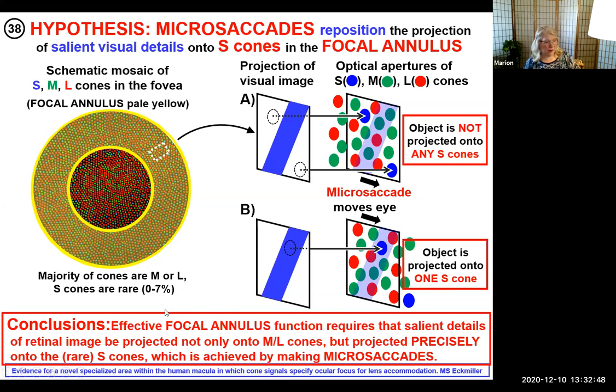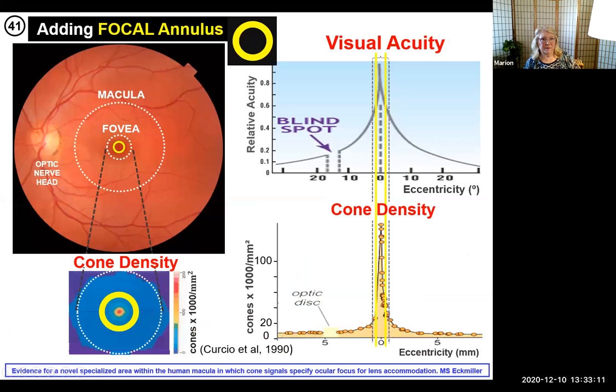So I conclude that the effective focal annulus function requires that salient details of the retinal image be projected not only onto M and L cones, which are a dime a dozen, but projected precisely onto the rare S cones, which is achieved by making microsaccades. So if we now add the focal annulus, shown in yellow here, because it involves macular pigment, onto the macula, it's going to be located here within the fovea.